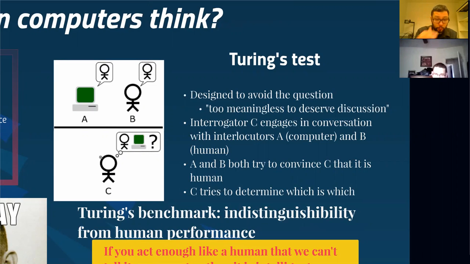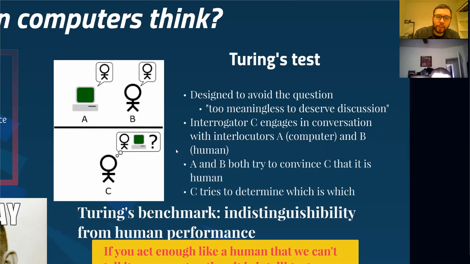And the goal is for the interrogator to decide which is the human and which is the machine. The interrogator can ask any question it wants for 5 minutes of questioning. And if the interrogator can distinguish between the human and the machine, correctly identifies the computer and correctly identifies the human. If they can be distinguished, then Turing says the machine is not intelligent.